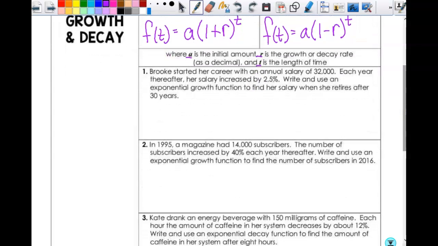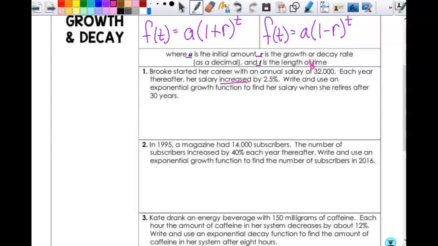Let's look at number 1. It says Brooke started her career with an annual salary of $32,000. We're going to assume that's dollars because I left that off. Each year thereafter, her salary increased by 2.5%. Write and use an exponential growth function to find her salary when she retires after 30 years. It's an exponential increase. You would hope so, or she's got a really bad job.